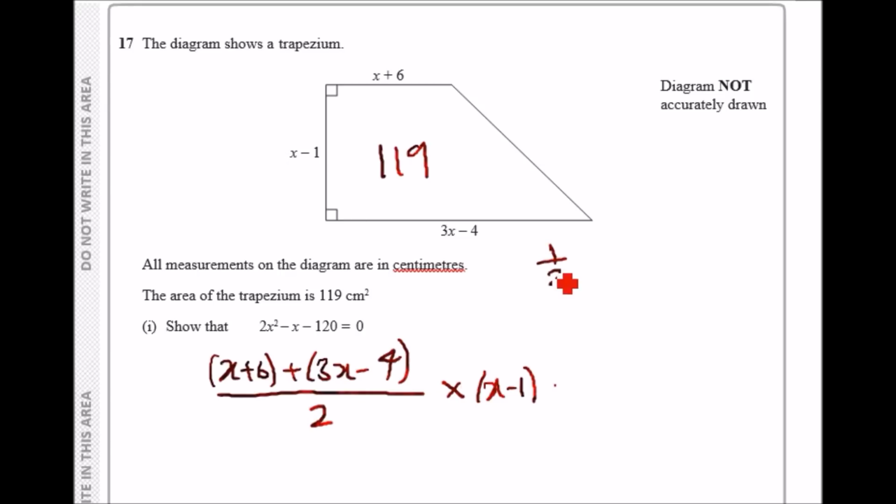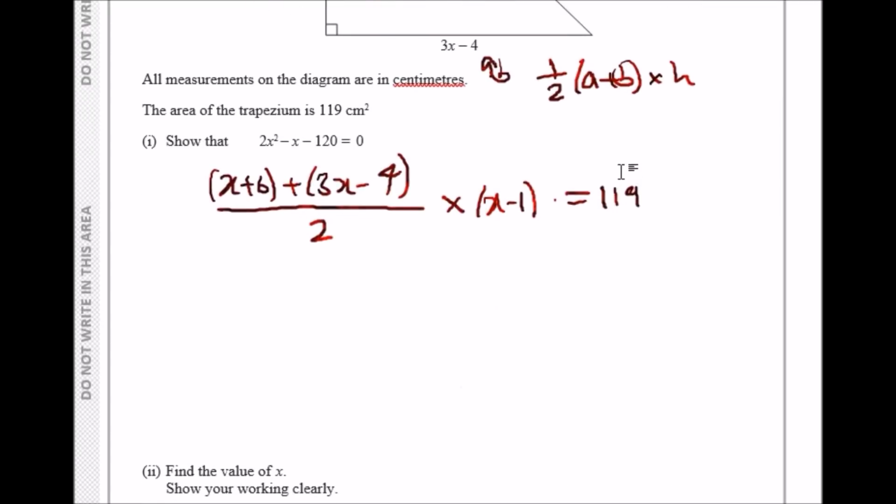In your formula it should say half times a plus b, which are these two lengths, a and b. So the average between these two times the height, and this should give you the area. So we know the area, all of this must equal 119, and that's it. Now we just solve this algebraically.